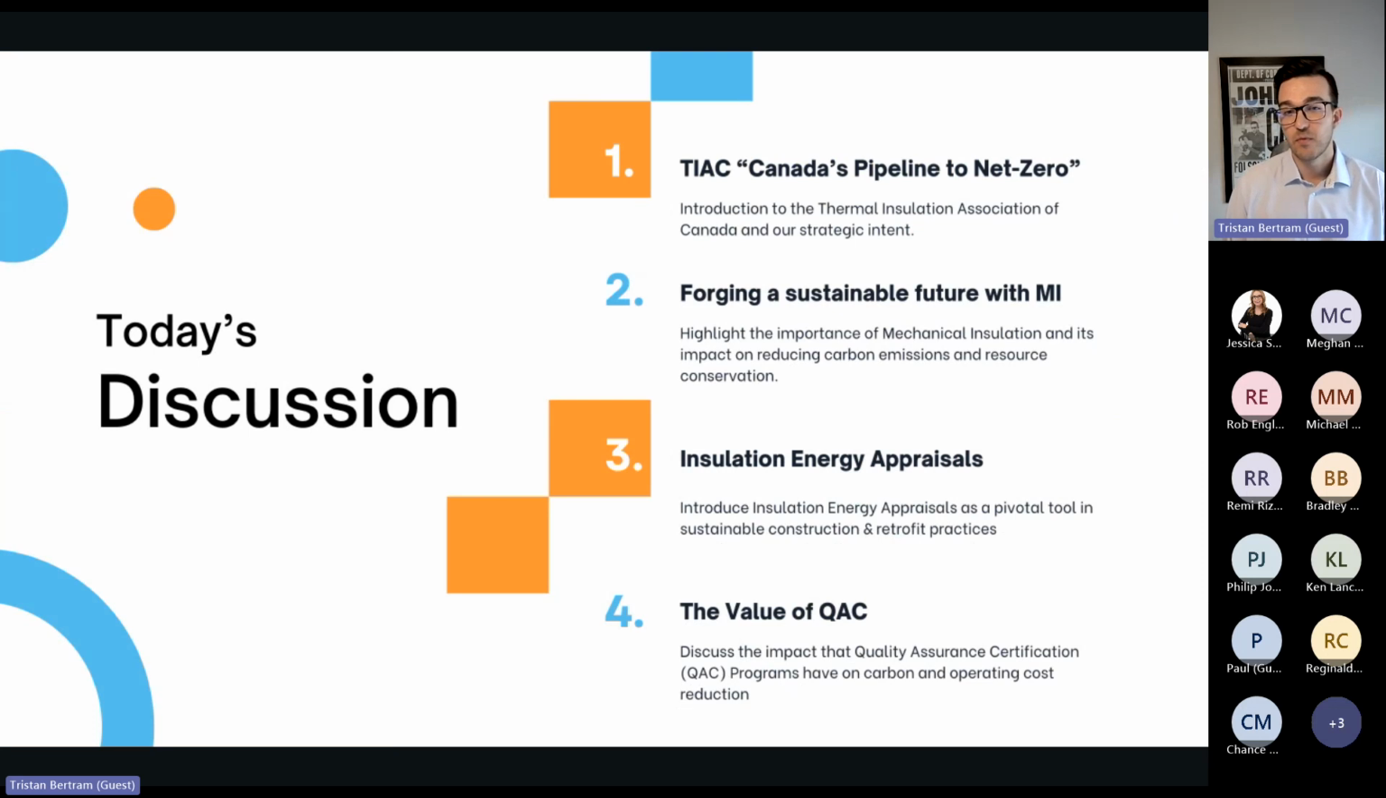So today we're going to talk about four areas steering our path towards a sustainable future. First, I'll quickly introduce TIAC and provide some background information on our community and our objectives. Following that, we'll discuss mechanical insulation's impact on carbon reduction and resource conservation. Then I'll highlight insulation energy appraisals and the value they provide for asset owners. And then finally, we'll discuss the value of QAC programs when reducing carbon emissions and operating costs.